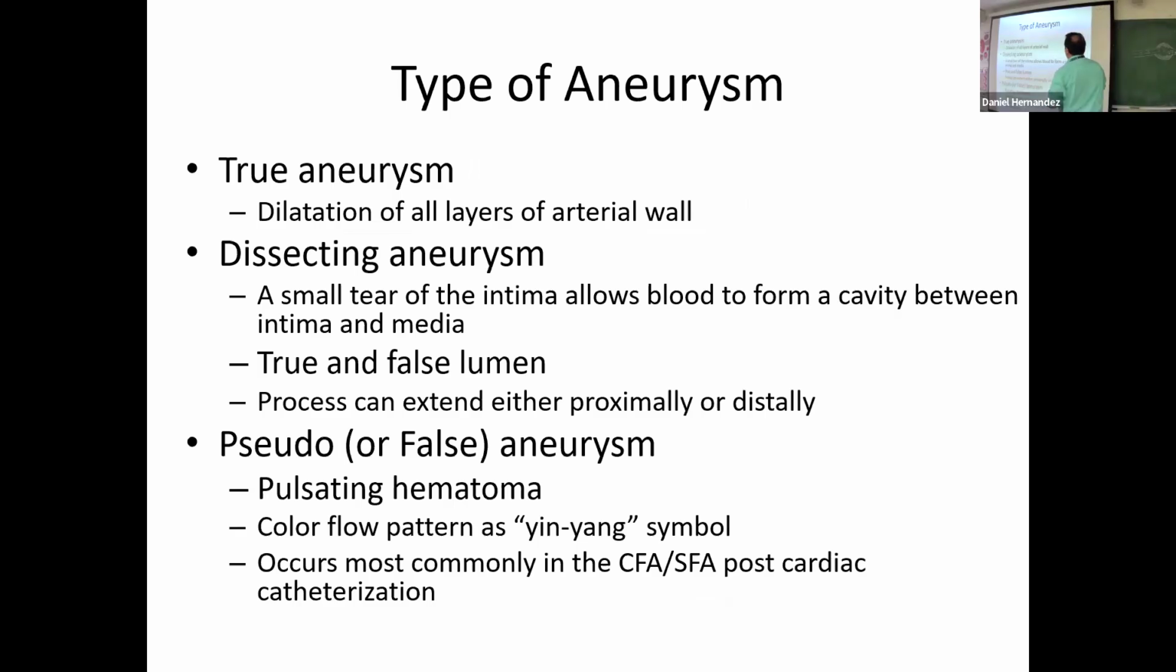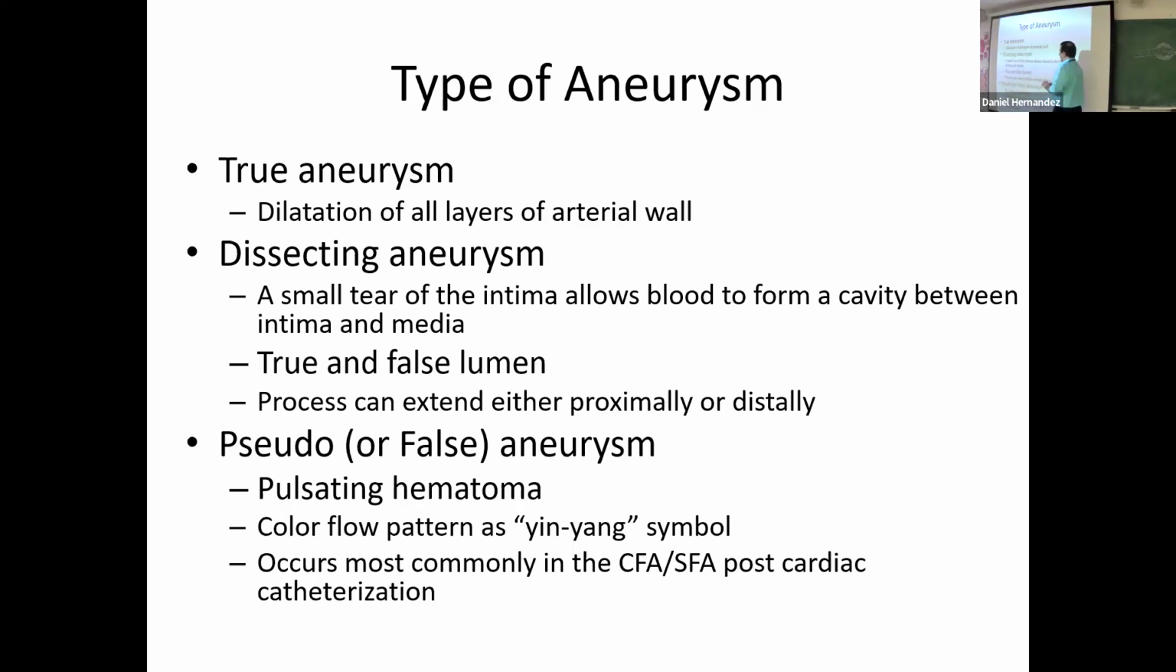So in terms of types of aneurysms, we have a couple of different types. We have true aneurysms, dissecting aneurysms, and then pseudoaneurysms or false aneurysms. A true aneurysm is when all three layers of the arterial wall dilate. So we're talking the internal, media, and adventitial layers, the outer layers, all dilate. We'll get into the couple of different shapes in terms of true aneurysms.